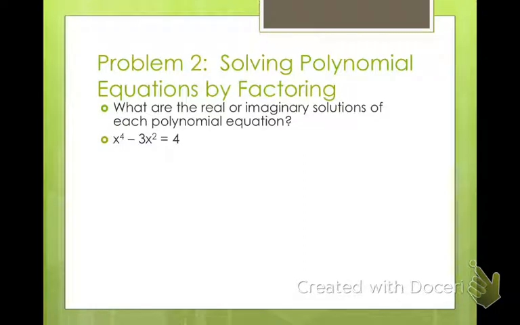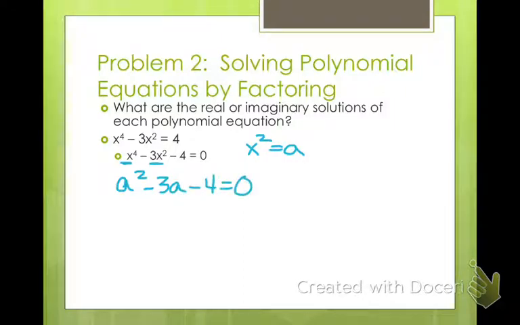Alright, so let's find the real and imaginary solutions of the polynomial. So we have x to the 4th minus 3x squared equals 4. I'm going to subtract the 4 from both sides. Since I have an x to the 4th and an x squared, I'm going to say x squared equals a to make it easier for me to factor. So I'm going to rewrite this as a squared minus 3a minus 4 equals 0. This is just for the purpose of factoring, to help us see things a little more clearly.